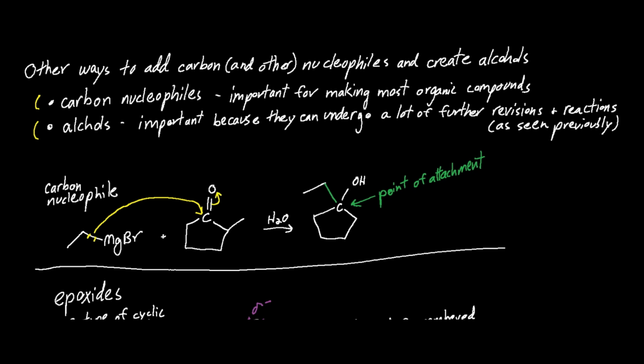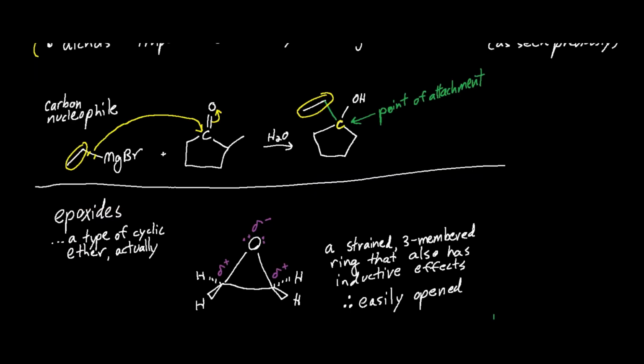We've done this. It picks up a proton from water, and notice the point of attachment at this carbon. So the carbon bearing the alcohol is also the carbon to which the carbon nucleophile is attached. And of course, these two carbons here end up being these two carbons here with the new bond shown in green. So that's where we have left off.